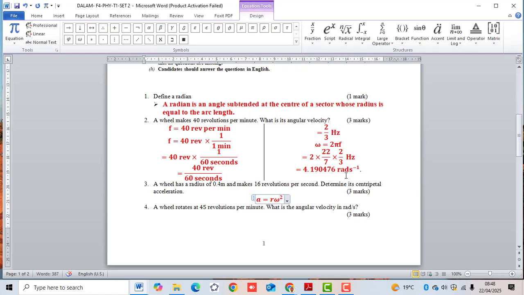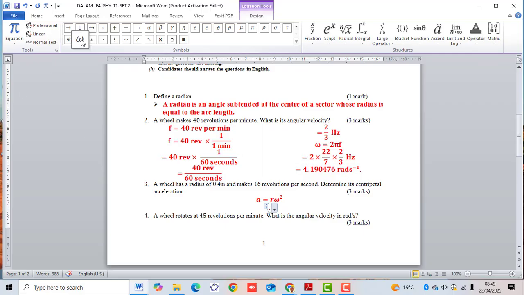So what I'm missing now is our omega. But our omega is equal to 2 pi f, where we have the frequency. If we had not had that frequency, we could have applied angular displacement divided by time. Because we have revolutions per second, automatically this gives us the frequency.